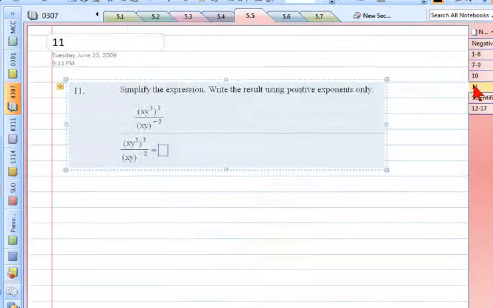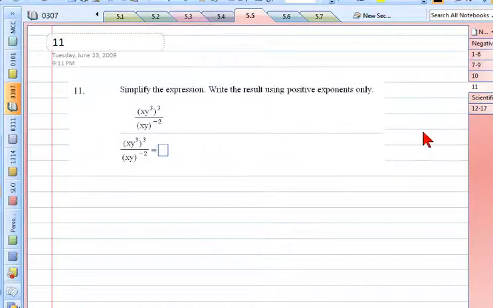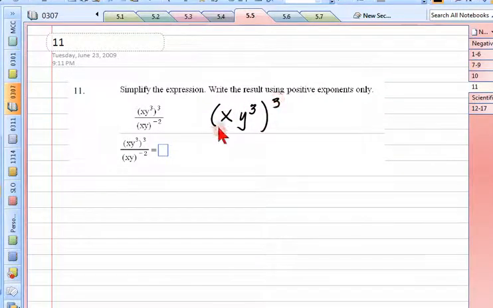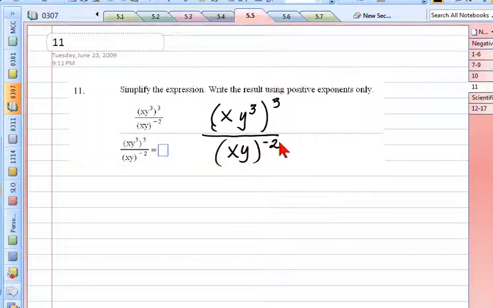Let's look at 11. This is the last one that uses multiple rules. And I'll write the problem bigger. I have parentheses, x, y to the third, raised to the third, over x, y to the negative 2.